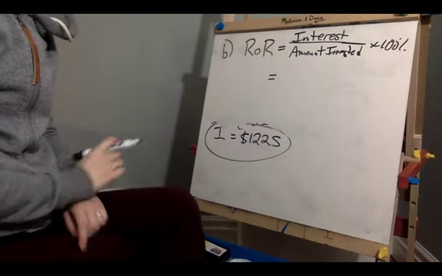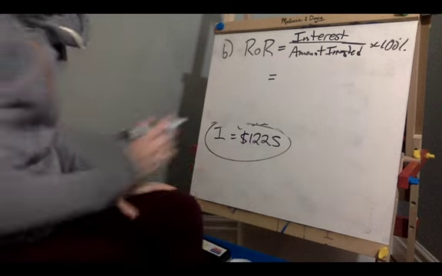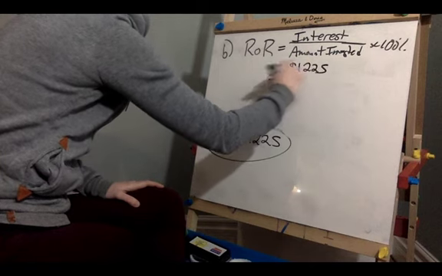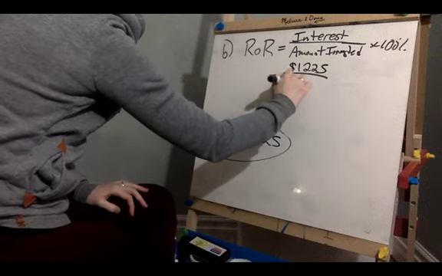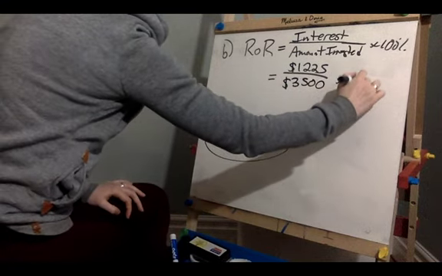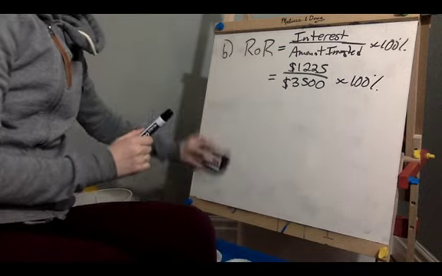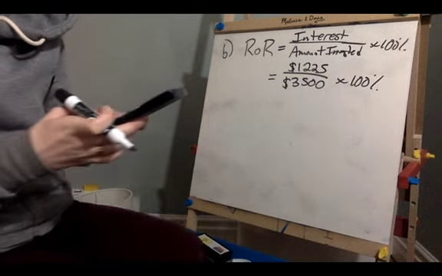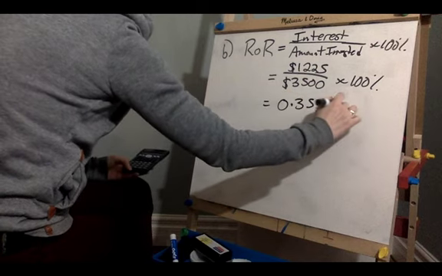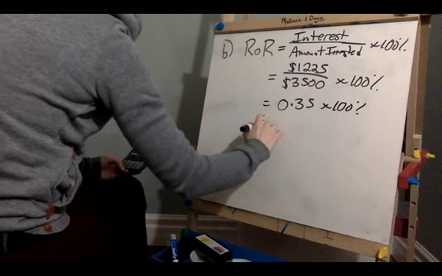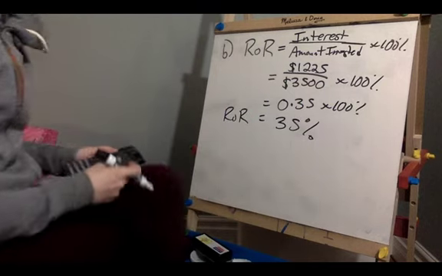So in this case, the interest earned on this investment was the $1,225. The amount that I invested was the principal, right? We started off by putting $3,500 into the account. So all I need to do here is divide these, right? 1225 divided by 3,500. That gives us 0.35, and then I multiply that by 100 to give me a percentage. So the rate of return on her investment was 35%.